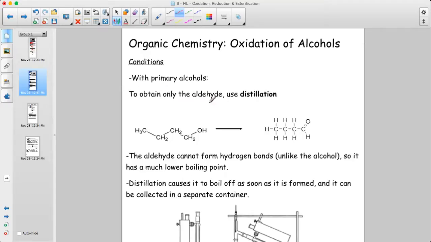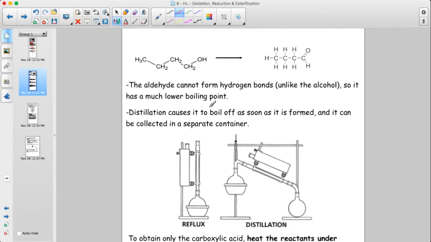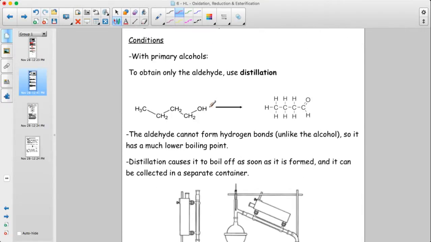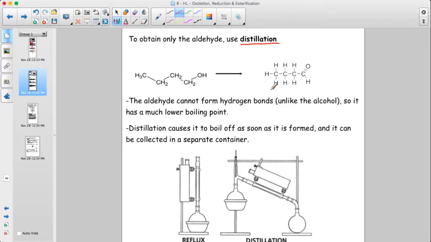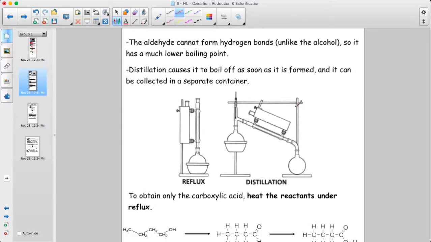The conditions to know are really all about the primary alcohols, because as we just said, they can be oxidized either into an aldehyde or a carboxylic acid, and that's not particularly useful if you're trying to make just one of those products. So you can imagine in industry, it would be important to only make one of the products. If you just want to get the aldehyde and not the carboxylic acid, you use the process known as distillation. The distillation setup is shown right here.